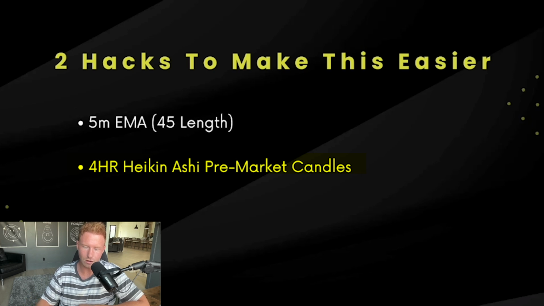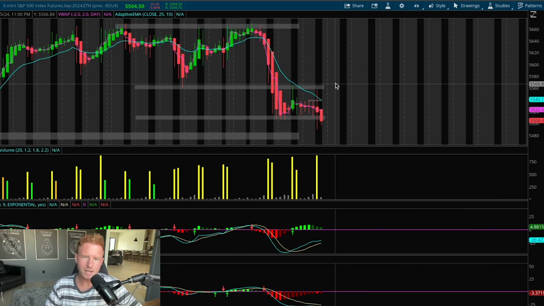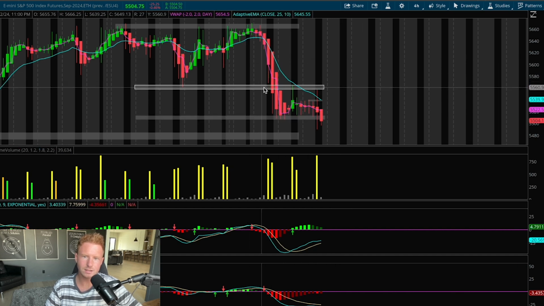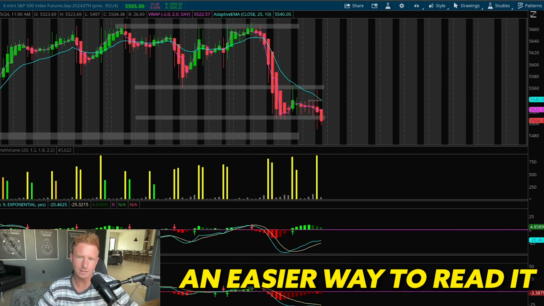So what I'm going to do is go back into the charts and over to a 4-hour time frame. Based on what these candles are doing, it's going to tell us the market structure without having to actually read the higher lows and higher highs, right? It just basically gives us an easier way to read it.